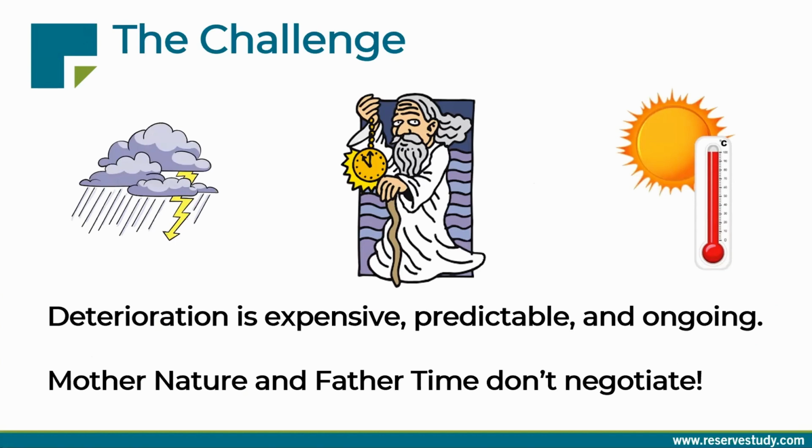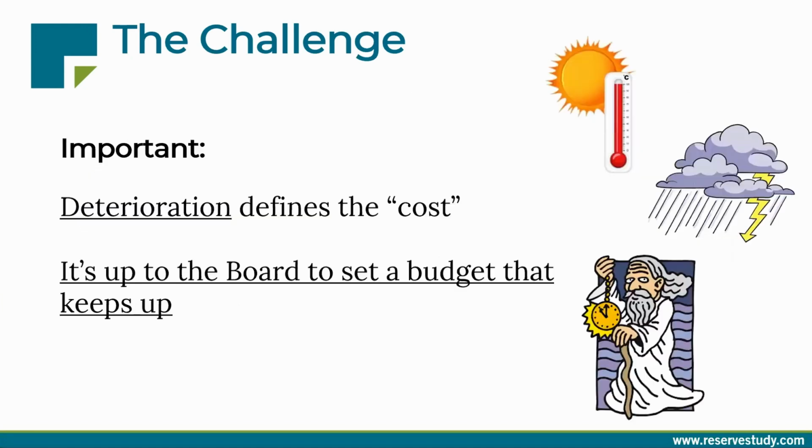All the assets of the association, once renewed, then inevitably get old and worn out. And that's just a fact of life on this planet. Mother Nature and Father Time are undefeated, and they don't negotiate. And that ongoing deterioration creates a cost because everything needs to get repaired or replaced. It's then up to the board to set a budget that keeps up with that ongoing cost of deterioration.